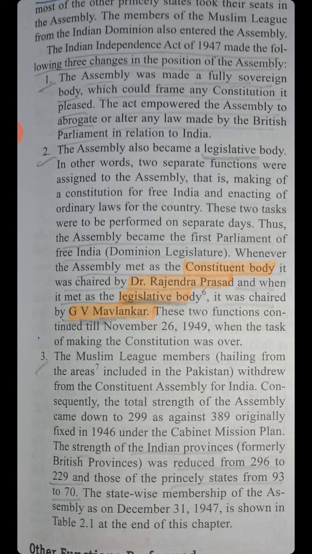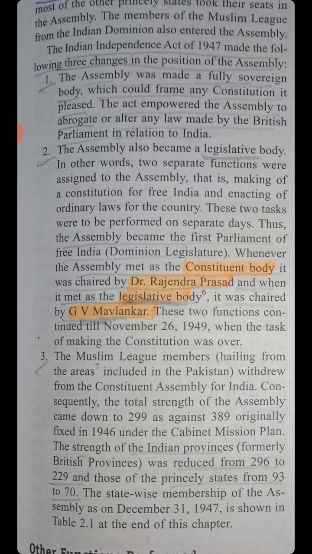Whenever the assembly met as the constituent body, it was chaired by Dr. Rajendra Prasad, and when it met as the legislative body, it was chaired by G.V. Mavlankar. So for the first time, the Constituent Assembly met as the Dominion Legislative on November 17, 1947, and elected G.V. Mavlankar as its Speaker. So these 2 functions continued till November 26, 1949, when the task of making the constitution was over.